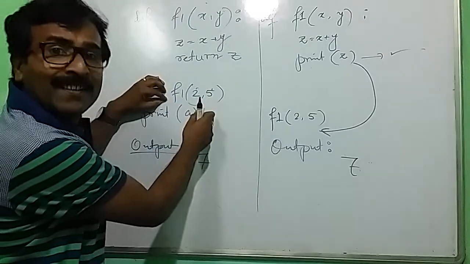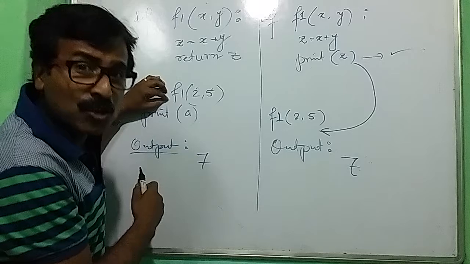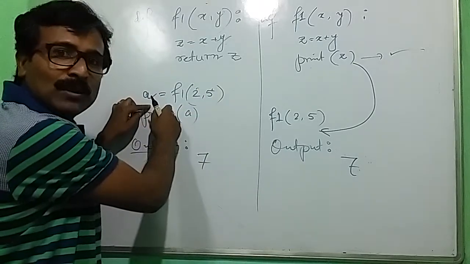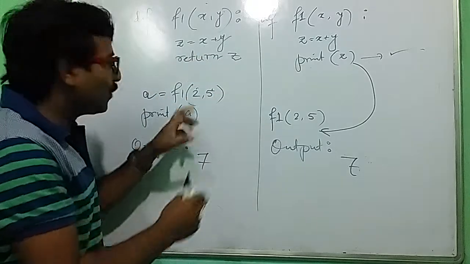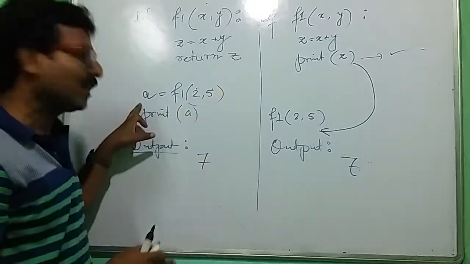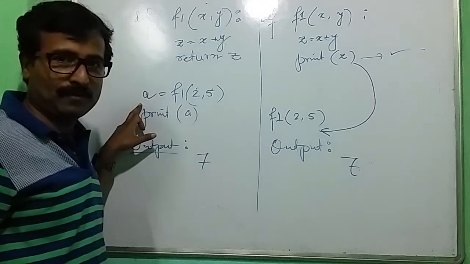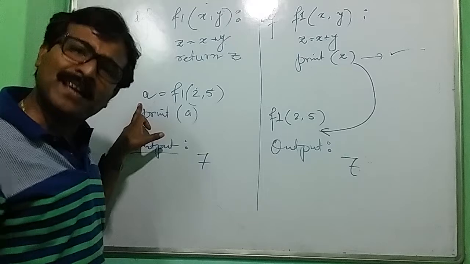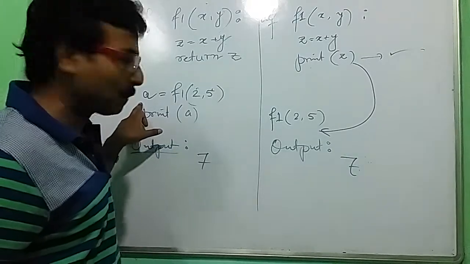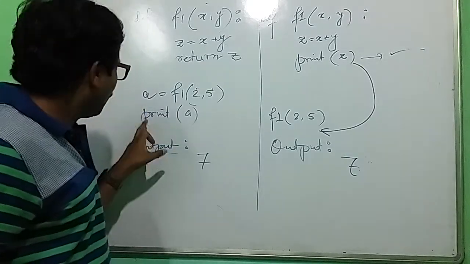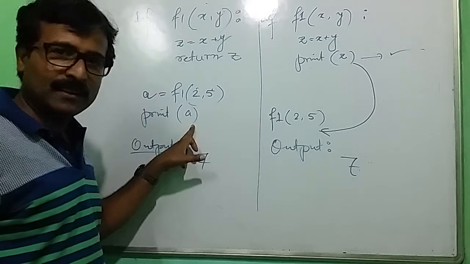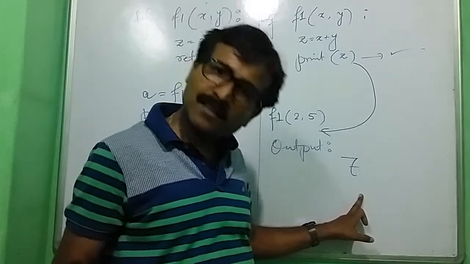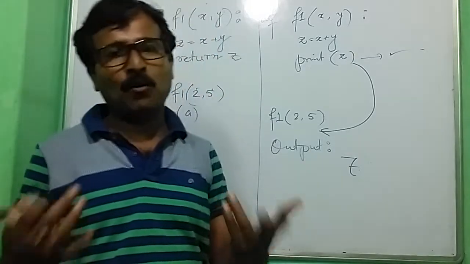Now when the value returns back, where will it be stored? So I wrote a equal to. That means you can think this way, the value of z will be stored in the variable a. Now a got the value, that is 7. The value of a will be 7 because it is the value of z. Now a over here I printed, so that is why it is printing 7. But over here it is also printing 7. Both the results are the same, the output is the same.